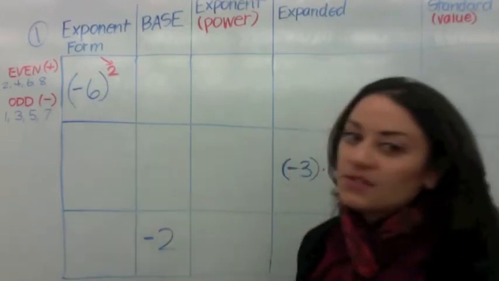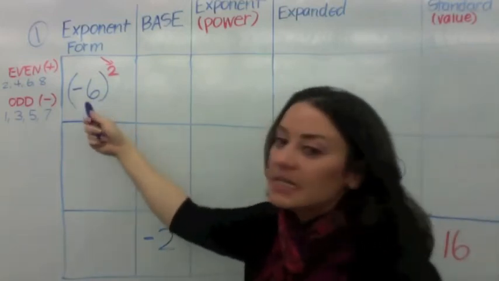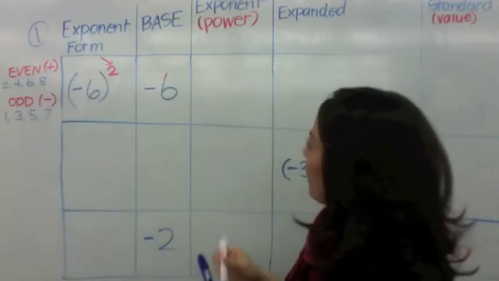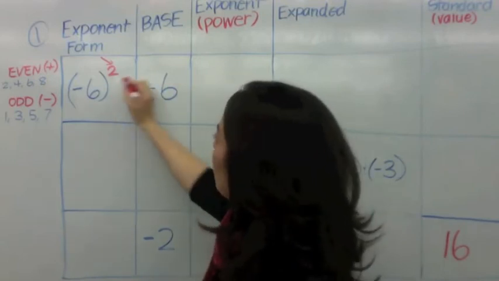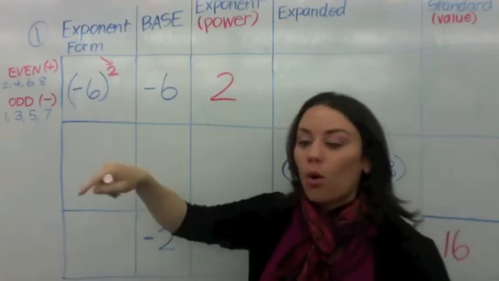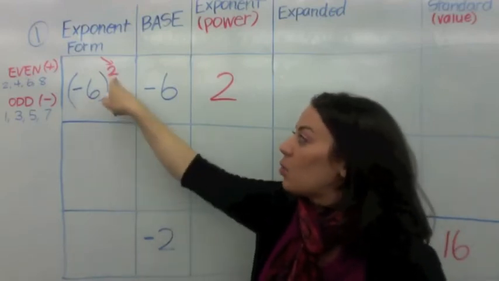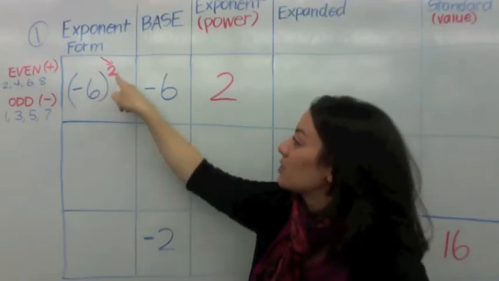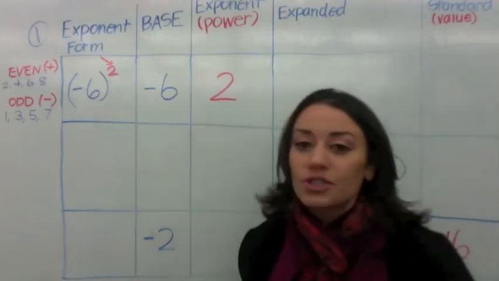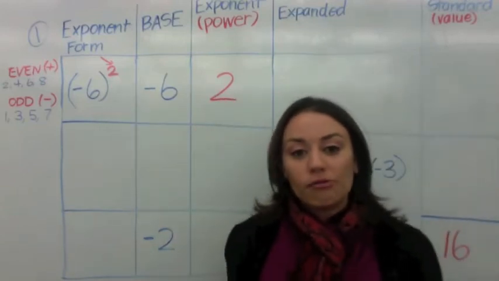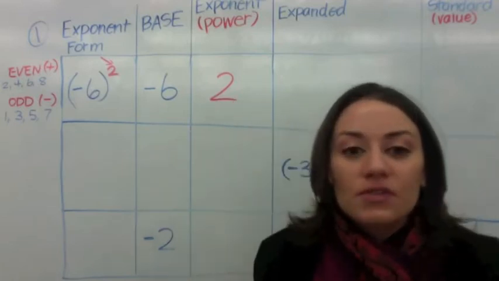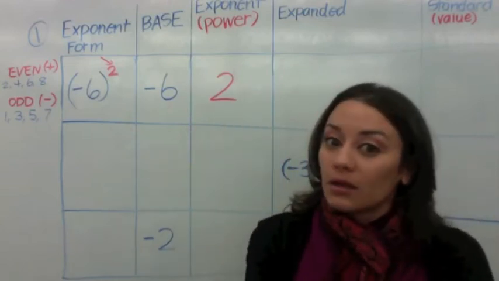Let's take a look. Negative 6 to the power of 2. What is the base? The base is negative 6. What is the exponent? How many times are you multiplying negative 6 by itself? The little number, the power, is 2. Read this with me: negative 6 squared. Good job. If we expand it, it does not mean 6 times 2. A lot of people are going to say it's 12. No, it's not 12.